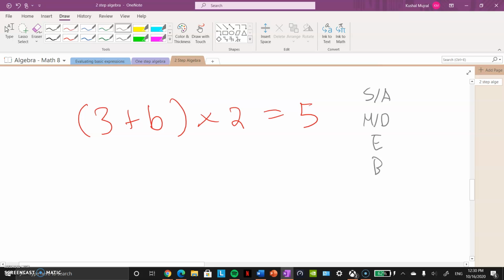S-A-M-D-E-B. Okay, so first we're going to look to see if there's any subtractions and additions. You might be tempted to look over here and say, oh, there's an addition right there. But take a closer look. This is actually in a bracket.